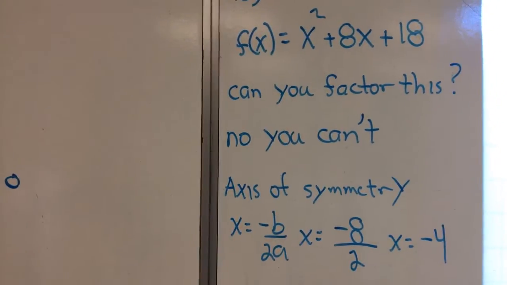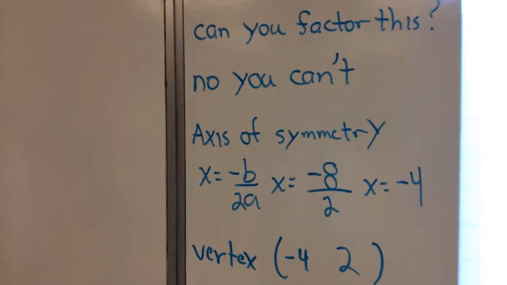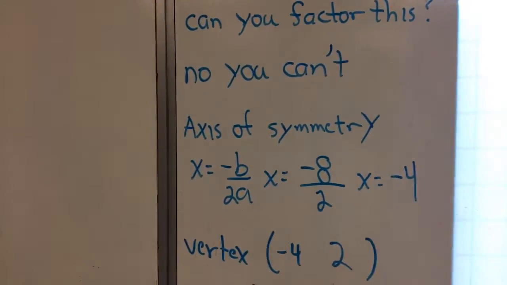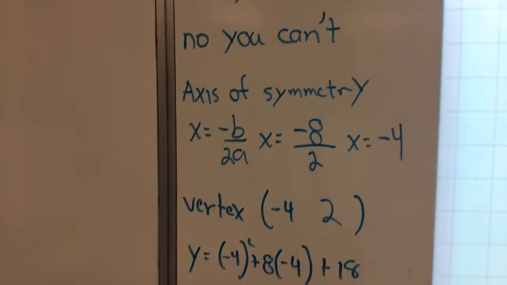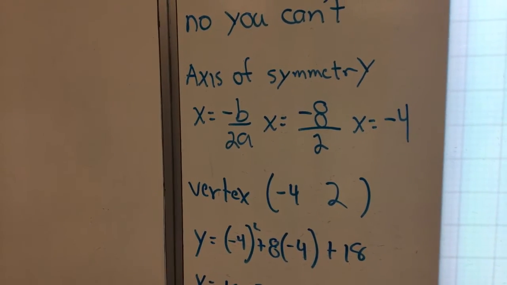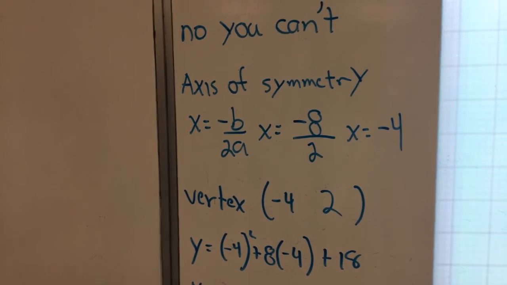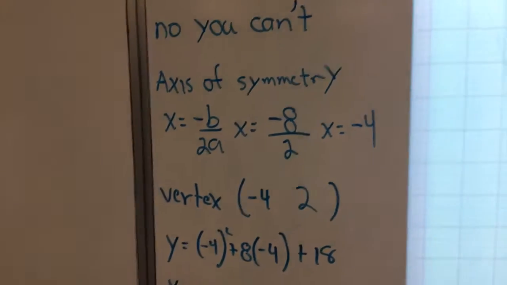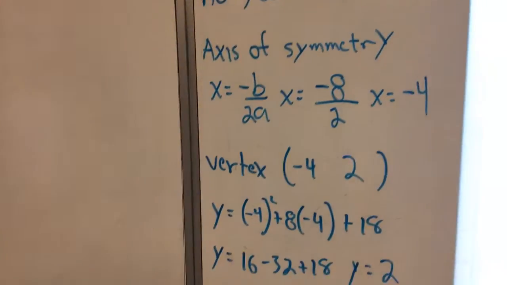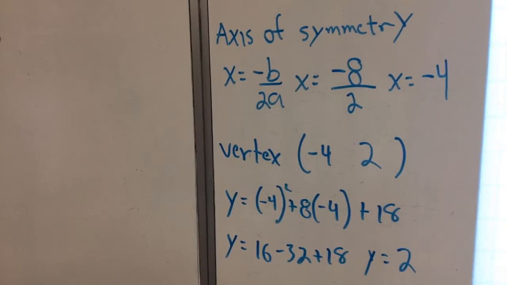That means that x is the x component for the vertex. You need the y. Well, it's there, but anyway, I'll show you how I got it. So you take the negative 4 and you plug it into your original equation. So now y, remember f of x and y are interchangeable, y is equal to negative 4 squared plus 8 times negative 4 plus 18. All right, well 16 minus 32 plus 18, that's how I got the 2.